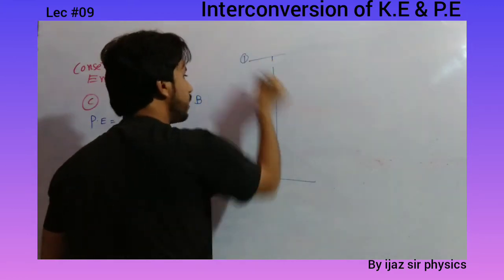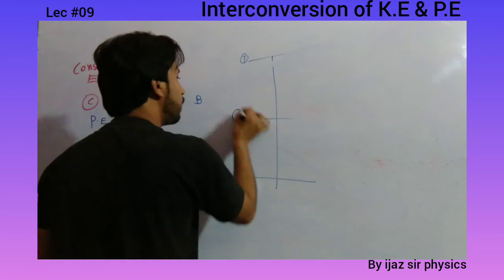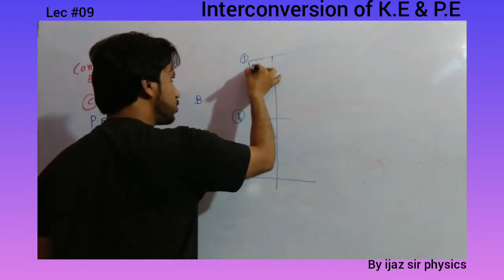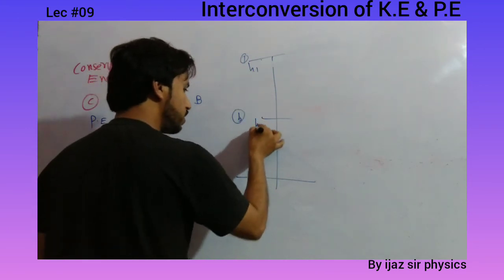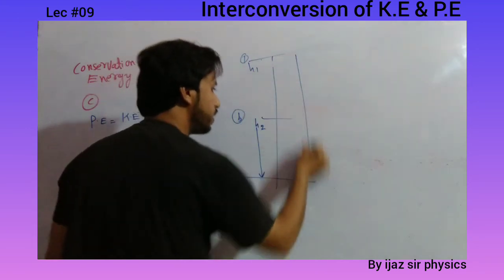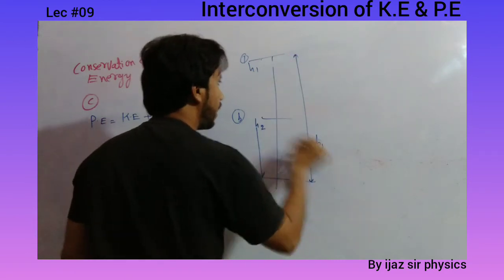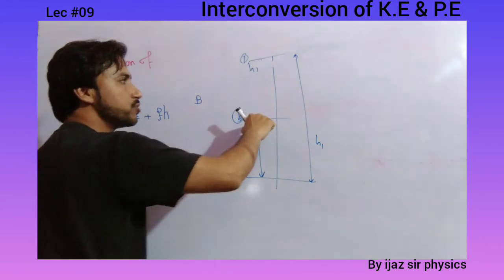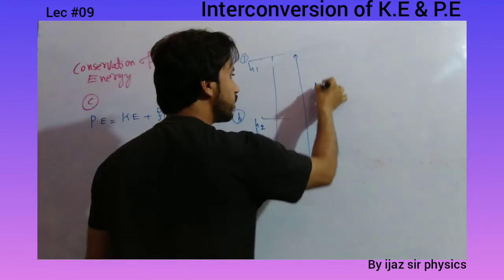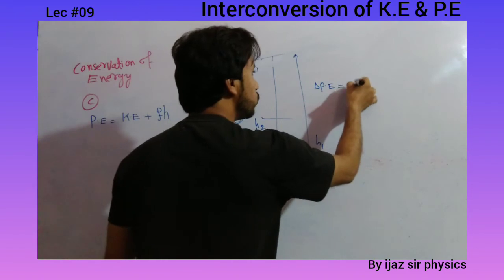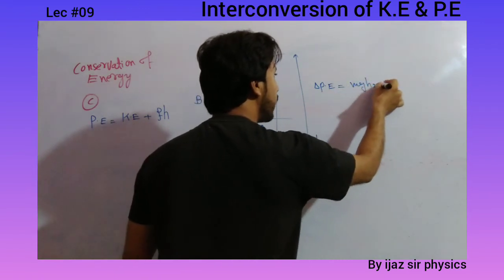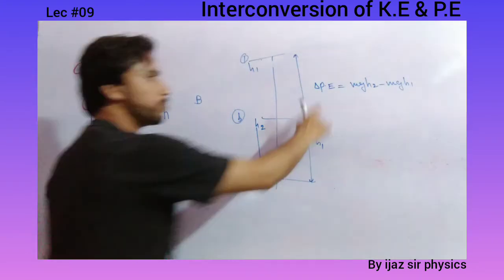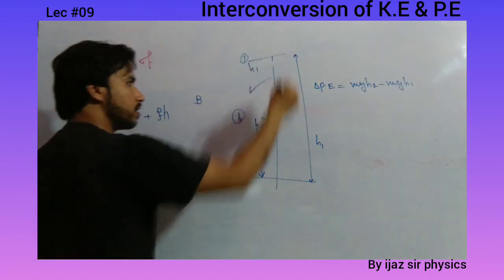Now see the next diagram. This is position A and this is position B. Here is height h1 and here is height h2. H1 is greater than h2, therefore potential energy at this position is greater than potential energy at this position. Therefore the change in potential energy is equal to mgh2 minus mgh1.